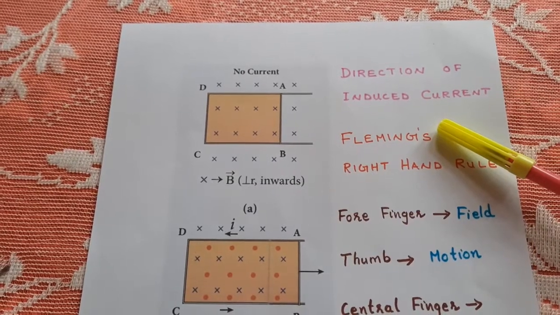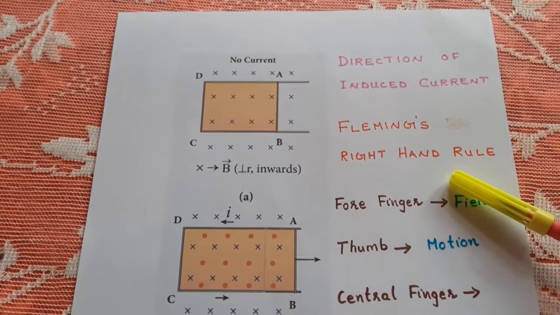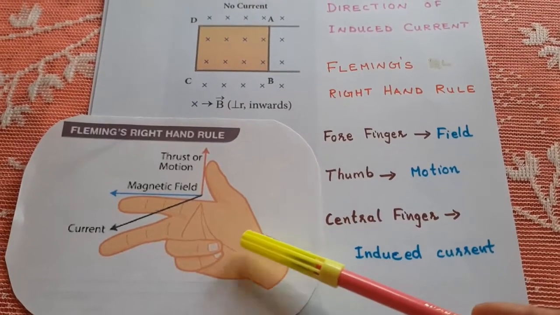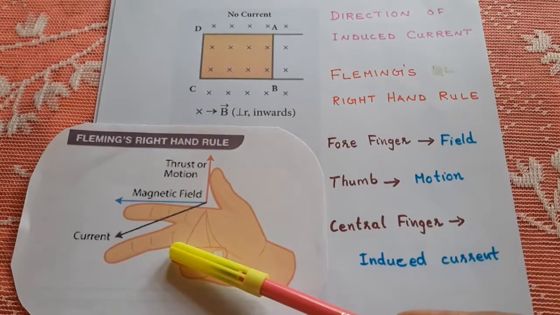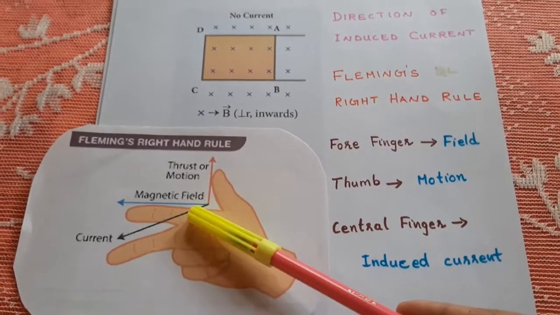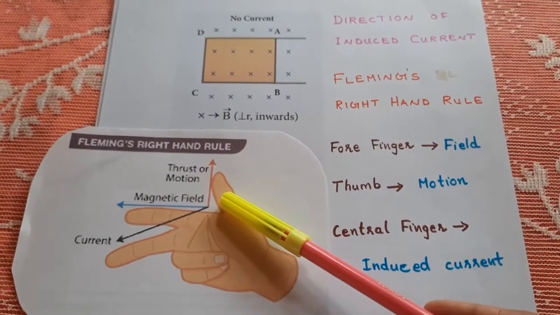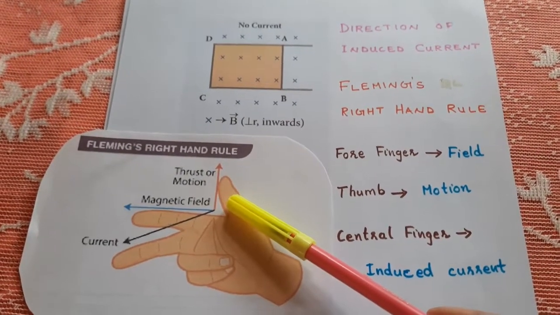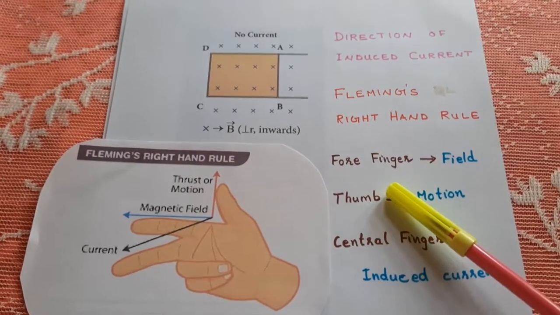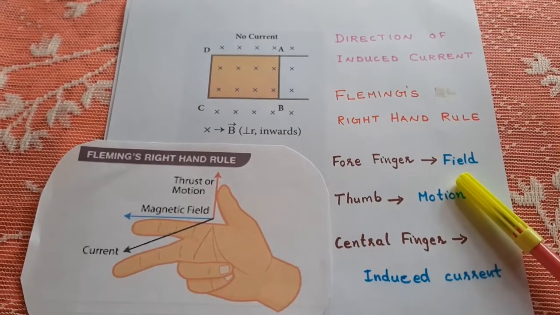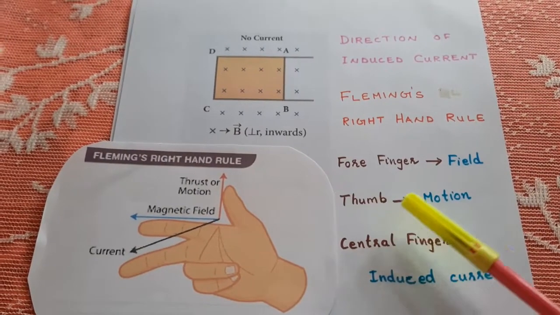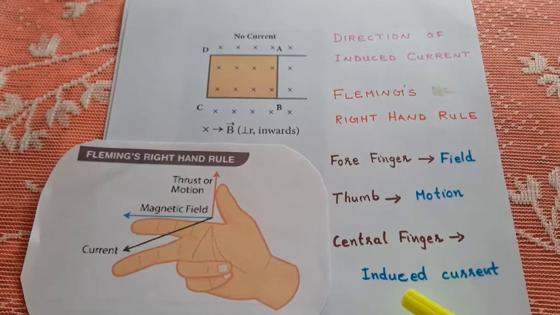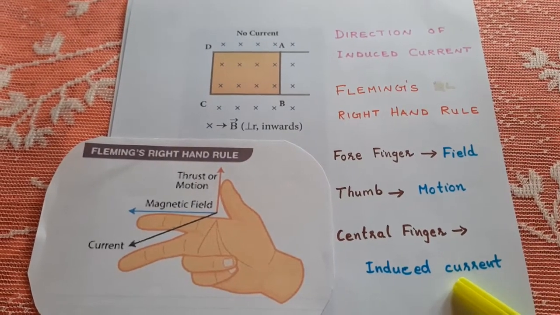Direction of the induced current is given by Fleming's right-hand rule. According to Fleming's right-hand rule, the three fingers, central finger, forefinger and the thumb of the right hand are stretched in three mutually perpendicular directions. Forefinger points the direction of the magnetic field, and the thumb points the direction of motion of the conductor. Then the central finger points the direction of the induced current.